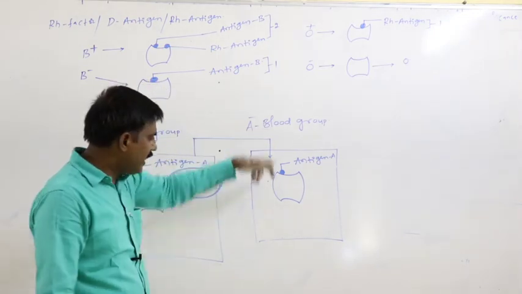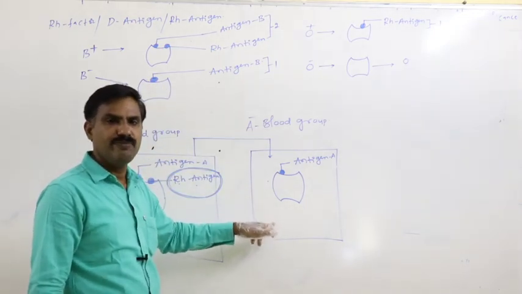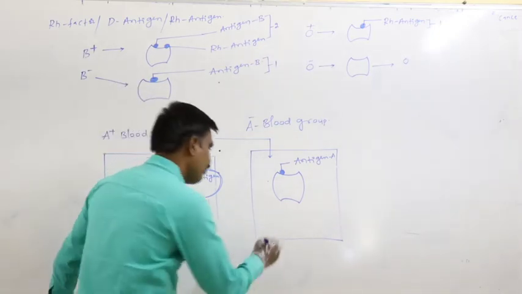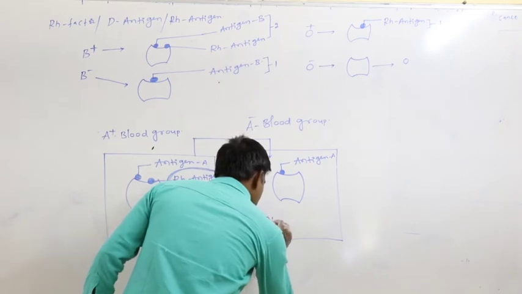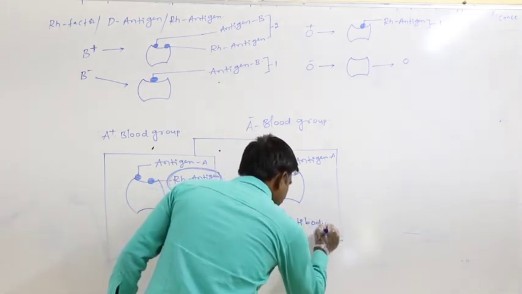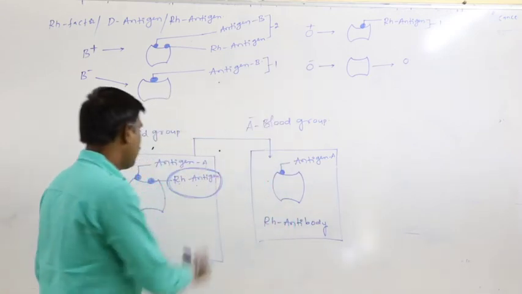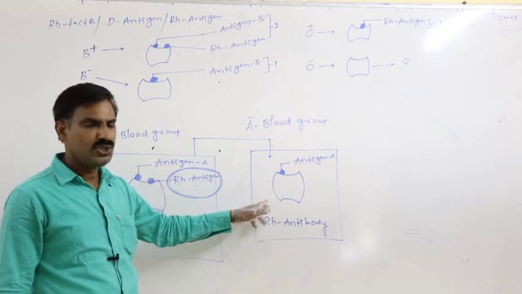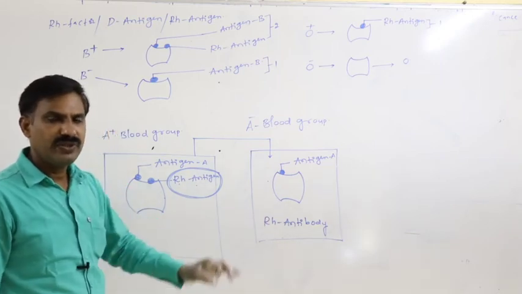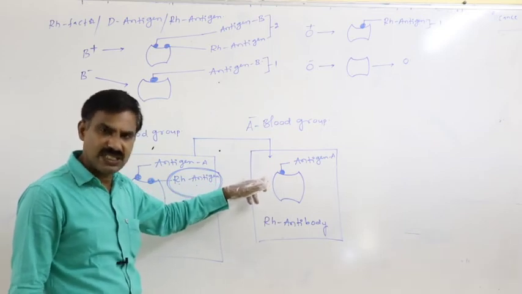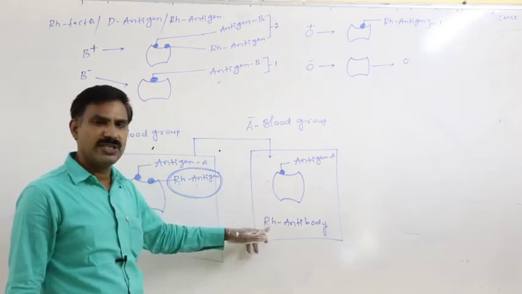By that way, in his body, the immune system becomes activated and immediately becomes involved in the synthesis of Rh antibody against the Rh antigen which reaches his body. You should remember here, without entering of Rh antigen into this person's body, this antibody is not produced.